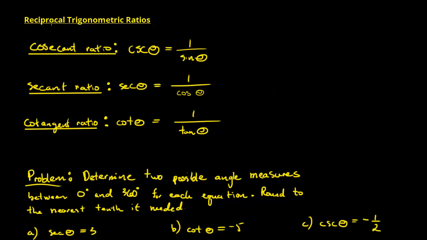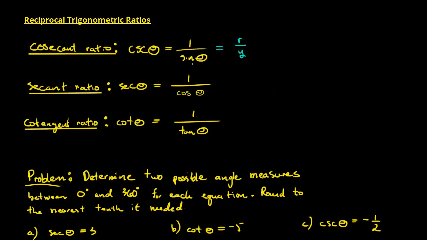Hi everybody, in this lesson we go over the reciprocal trigonometric ratios. So first off, let's define what the cosecant ratio is. The cosecant ratio of the angle theta is equal to 1 over sine theta, but it's actually defined to be r over y.